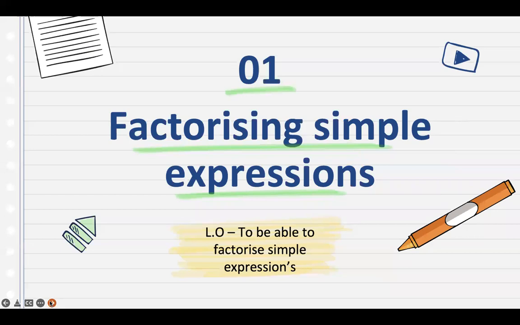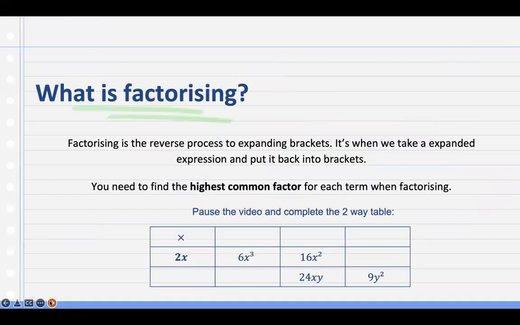So for factorizing simple expressions, it's really important to be able to find the highest common factor. And so as a starter, what I'd like you to do is to complete this two-way table. And how it works is you just look, so here's 2x times whatever goes here makes 6x cubed. And so 2x times 3x squared will give us that. So you can pause the video and have a go at the rest of them and see how to do it.